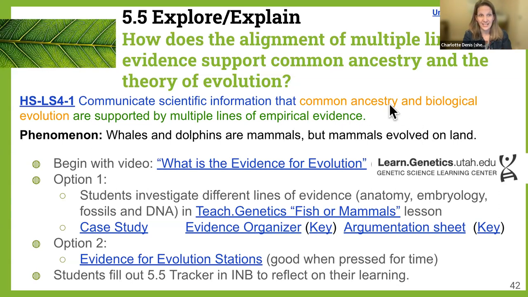Right. And this is a standard in and of itself. So some of those other things take a couple of days, but there are three standards associated. This is very clear that they're supposed to communicate using multiple lines of evidence about any of these scenarios. So you could use the pandas as your classroom activity and then give them fisher mammals as an assessment. Any combination.